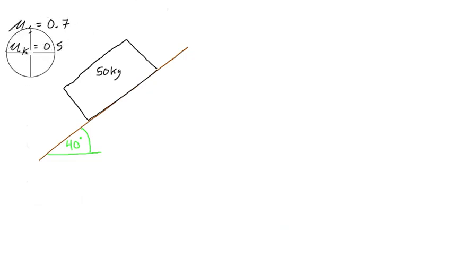So to get started, up here we have the static coefficient of friction, 0.7, and the kinetic coefficient of friction, 0.5. So we're going to check first with the static coefficient of friction to see if it's big enough, if it can provide a big enough friction force to hold the block in place. So let's start by labeling on some forces here.